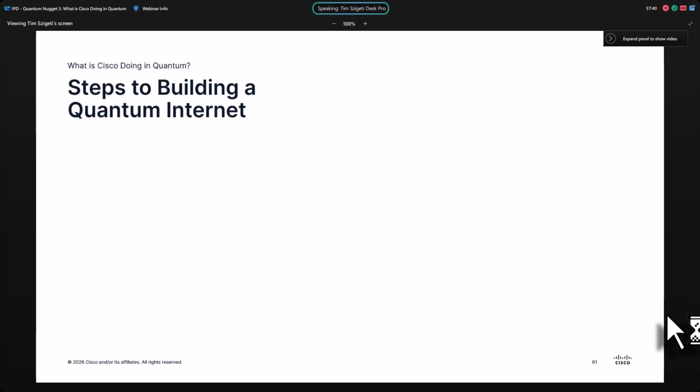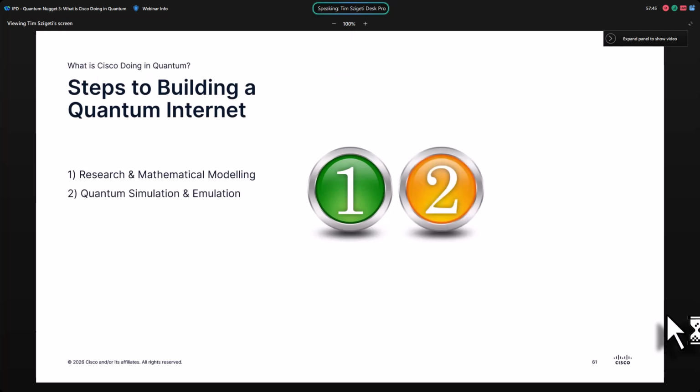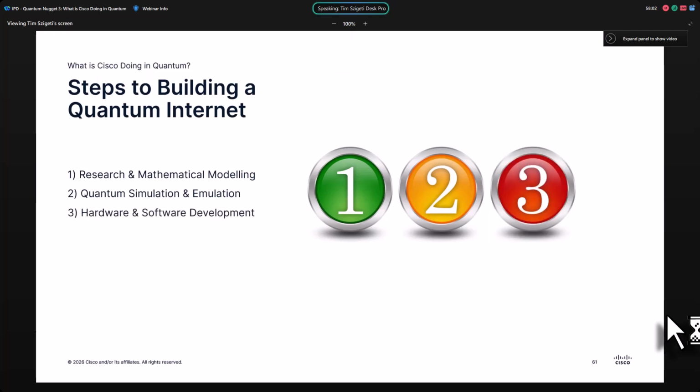And the overall steps to building this quantum internet, well, it all starts with research and modeling, mathematical modeling. So we have a team of quantum scientists that are part of our Outshift department and leading this type of quantum research. We also do a lot of simulation and emulation. And then finally, we build things out that are real, like on optical test beds, and even deliver new hardware solutions and software solutions to realize this.